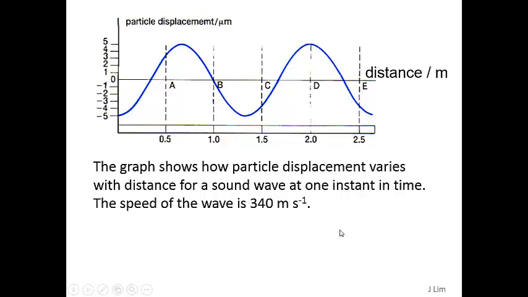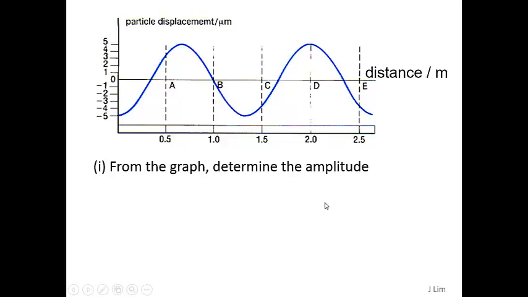The graph shows how particle displacement varies with distance for a sound wave at one instant in time. The speed of the wave is 340 meters per second. From the graph, determine the amplitude. The amplitude is the maximum displacement, and this is 5 micrometers.